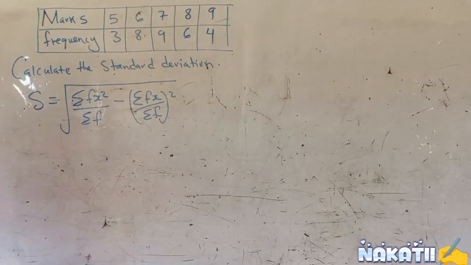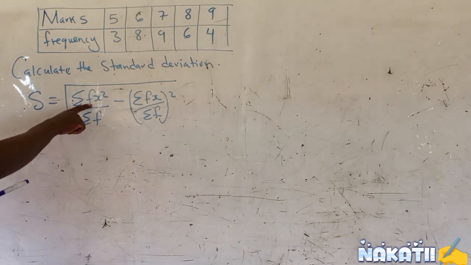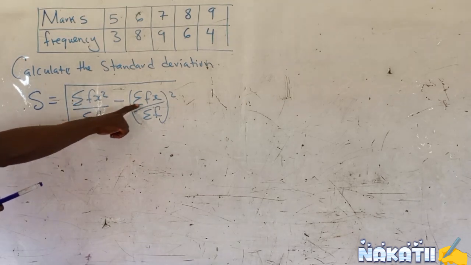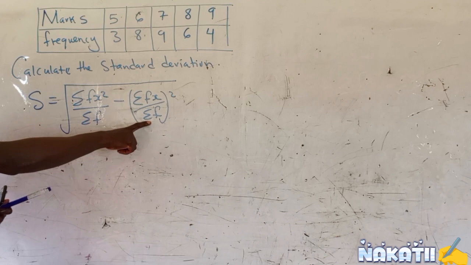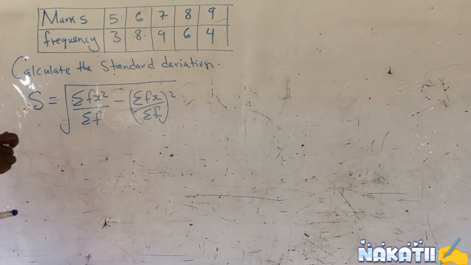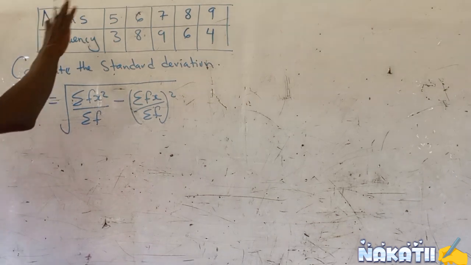This is a simplified formula. So you just need to know this column divided by this column, then this column, summation of this column divided by summation of this column, and then we square. So let us come up with another table. We rearrange this table.